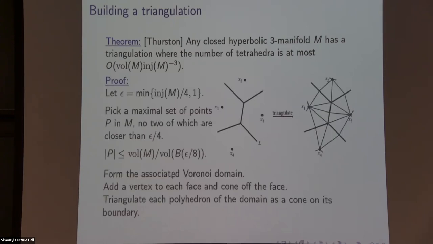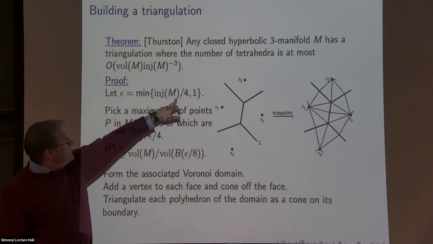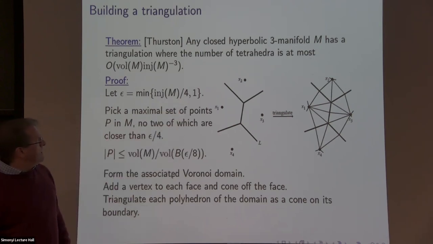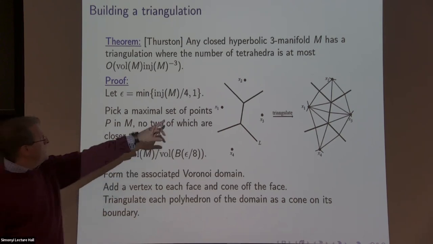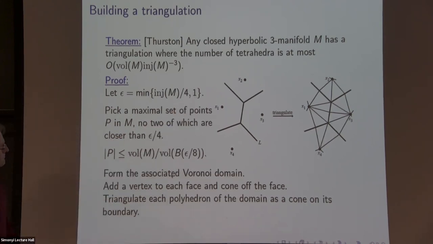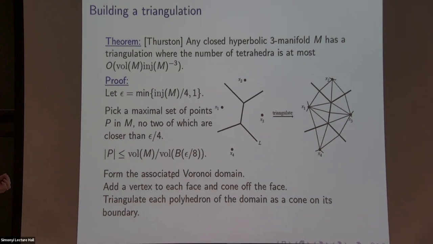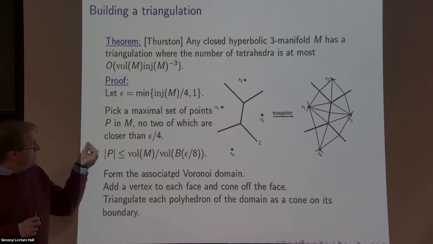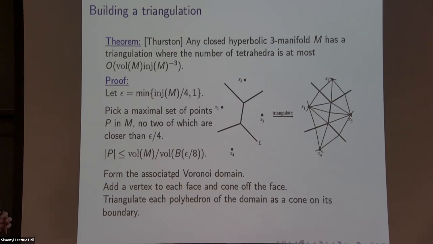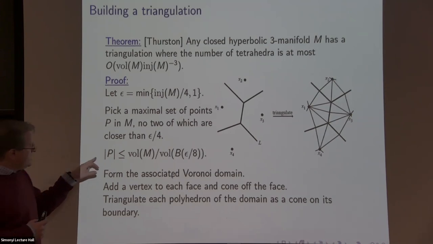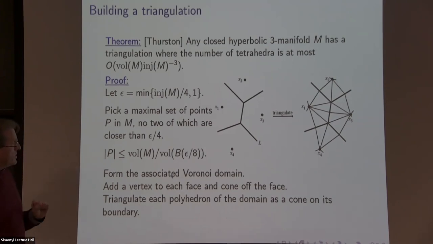So the way the construction works is as follows. You just pick epsilon, let epsilon be the minimum of the injectivity radius divided by 4 and 1. Actually, any number here would have done just as well. And then you pick a maximal set of points P in M, no two of which are closer than epsilon over 4 apart. And so you get this estimate on the number of such points.